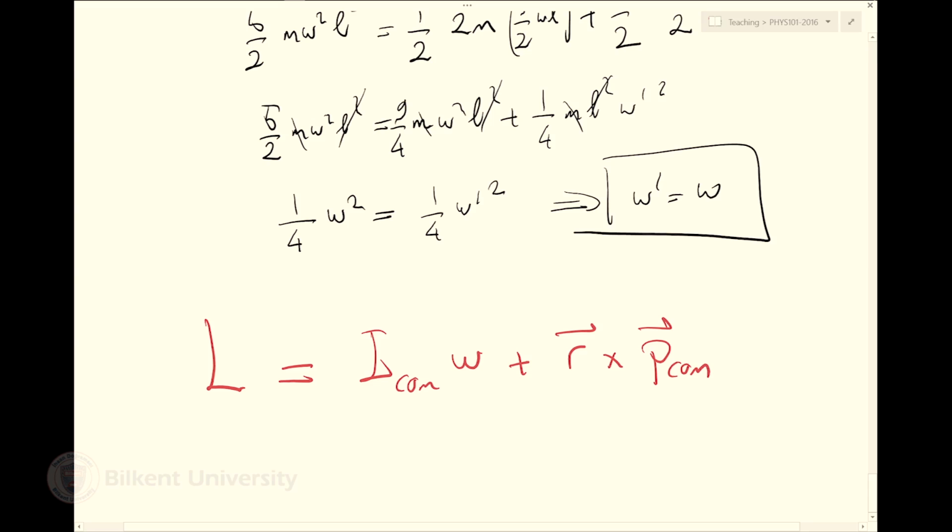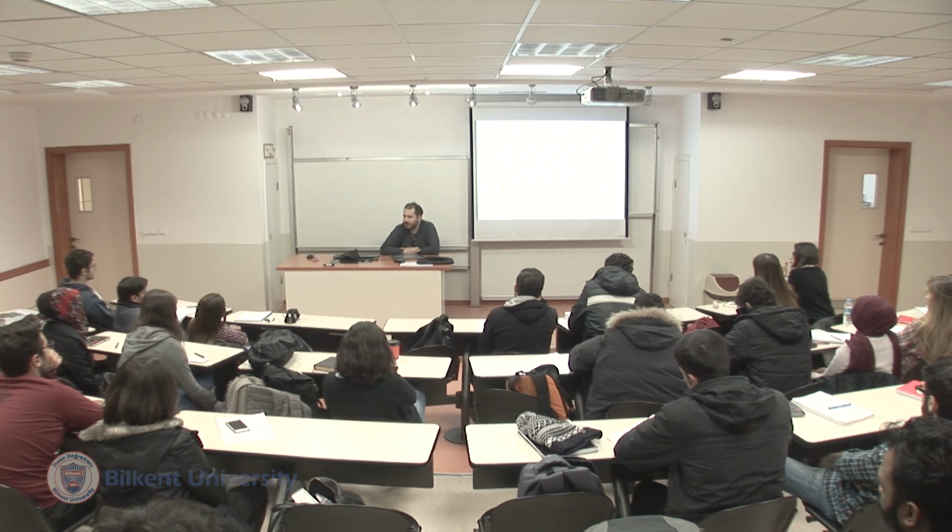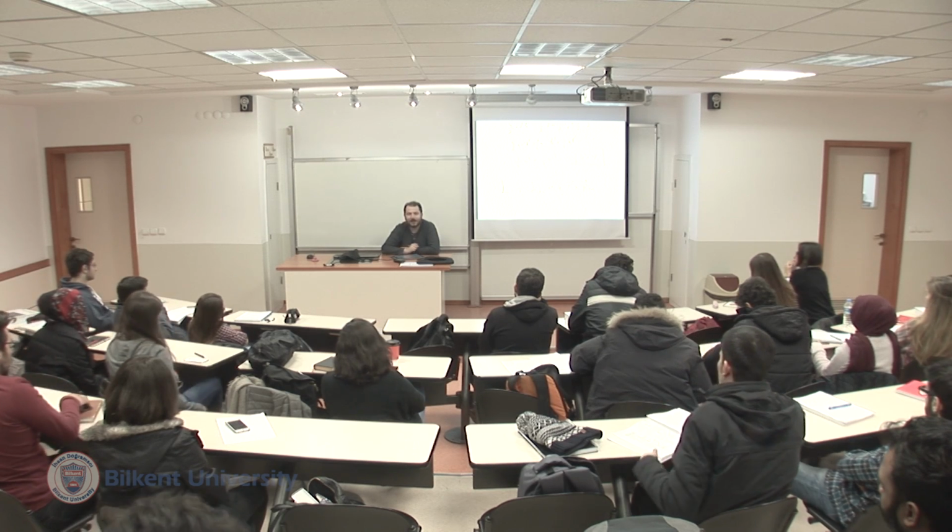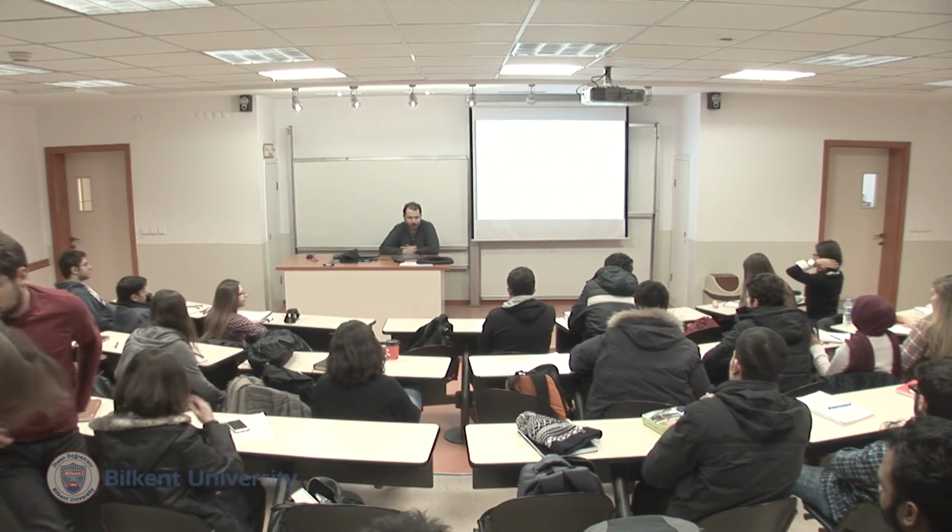Just as I can actually write kinetic energy as kinetic energy of the translation of the center of mass, 1/2 mv square, plus kinetic energy of rotation around the center of mass, I can do the same thing for angular momentum. All right? Let's take a 10-minute break. I'll check that this quantity is actually conserved. Okay?